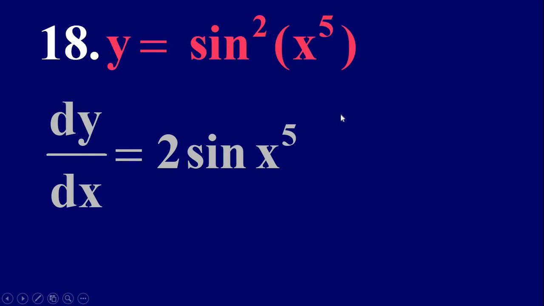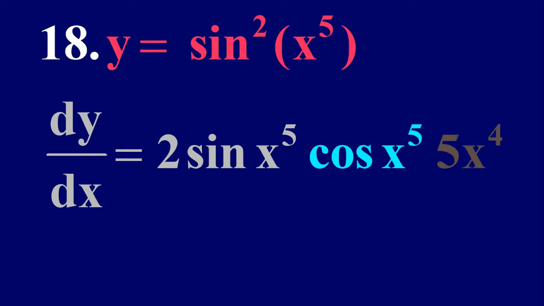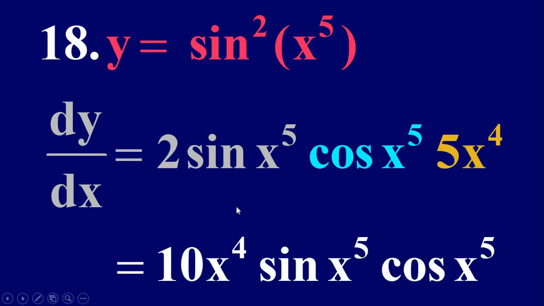So sine x power 5 differentiation is of the form sine x. So sine x differentiation is cos x. It is cos of x to the power 5. But again here it is not x. In place of x we have x power 5. So again you have to use chain rule here. So x power 5 differentiation is 5x to the power 4. We can multiply this. 5 2s are 10, sin x to the power 5, cos x to the power 5.